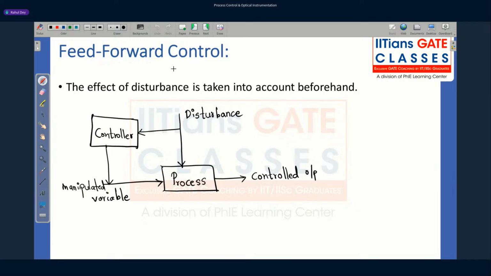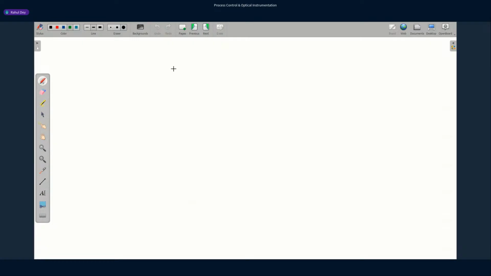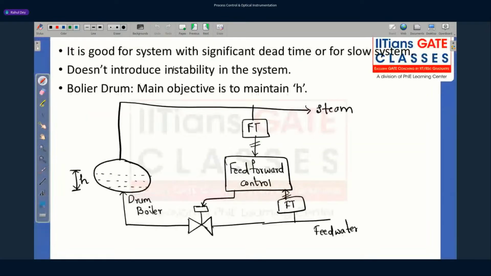Now let us understand feed forward control with the help of an example. In this example, we have a boiler drum. In a thermal power plant, the boiler drum is a very critical piece of equipment. Why so? Because in the boiler drum a lot of steam is generated at very high pressure, and it is very safety critical, because if there is very high pressure, the boiler drum might explode.